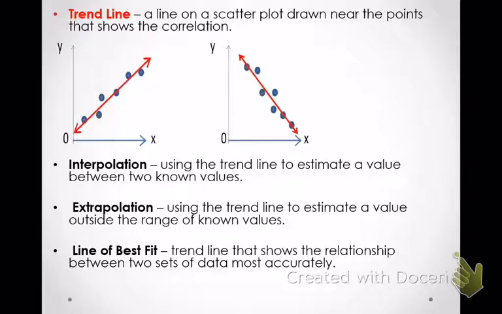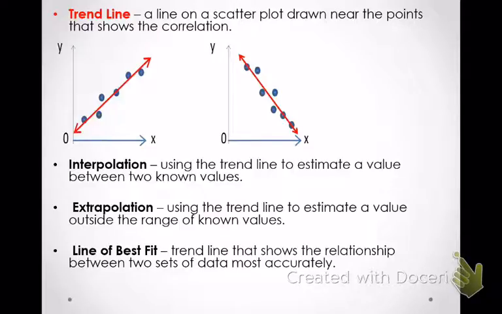So I would draw a line, a trend line, on a scatter plot. We try to draw that as near the points as we possibly can to show the correlation. You want to draw a trend line so that it captures as many points as you possibly can, but for any of the points that it's not going to capture, we want to make sure we have the same number on the top and the bottom of that line.